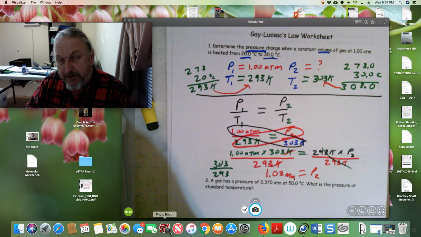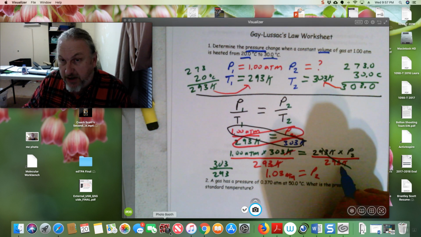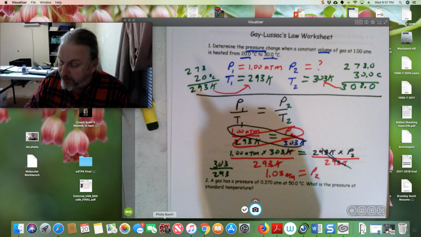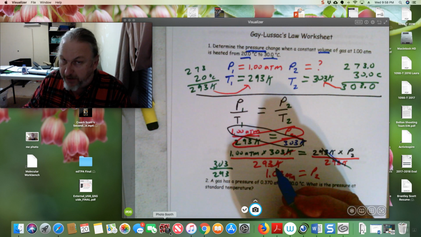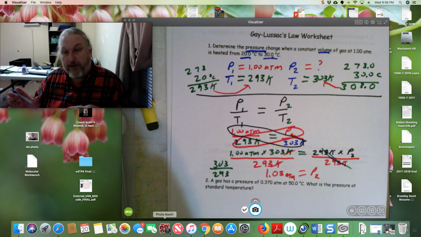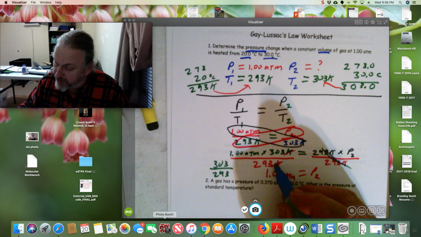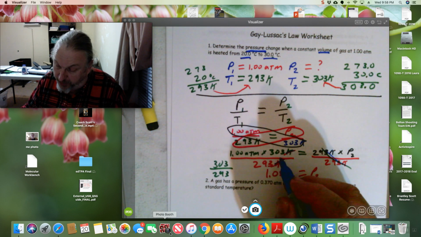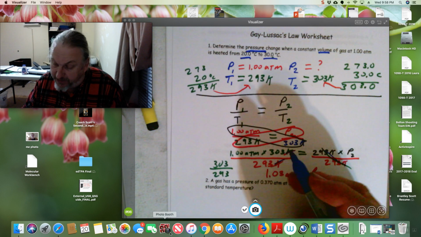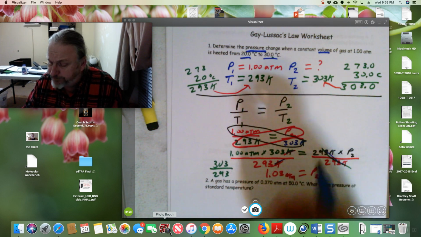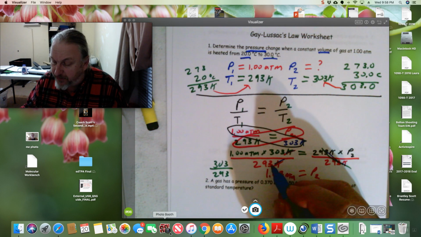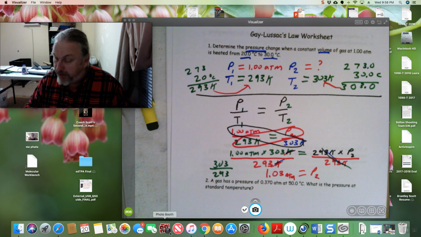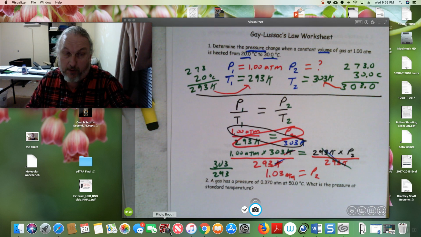I need to get the unknown by itself, so I'm going to divide both sides by 293 K. All right, and I can cross that one out. Divide this side by 293 because of the algebraic rule, whatever I do to one side, I've got to do to the other. So I can cross that unit out, dimensional analysis, and if I multiply 303 times 1 atmosphere, I get 303. And then I divide 293 into 303. All right, and I end up with 1.03 atmospheres. So that's the unknown, or what we solve for.